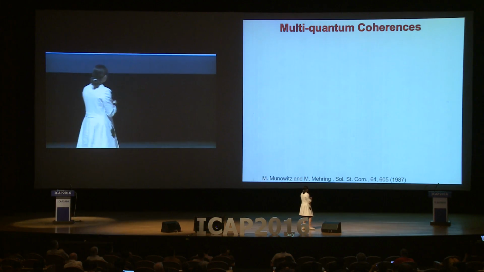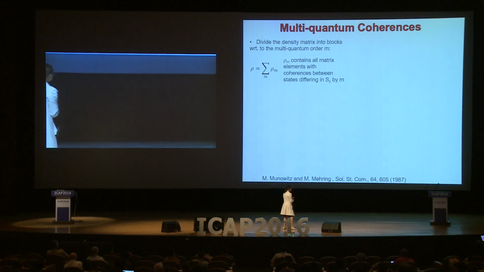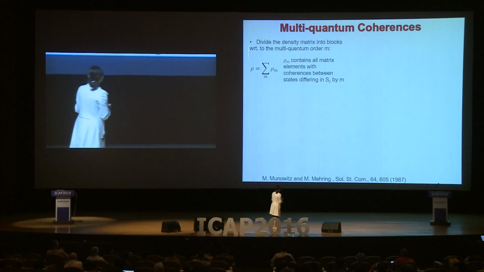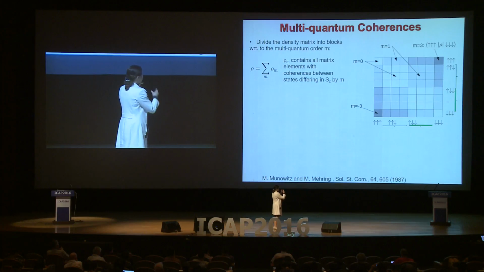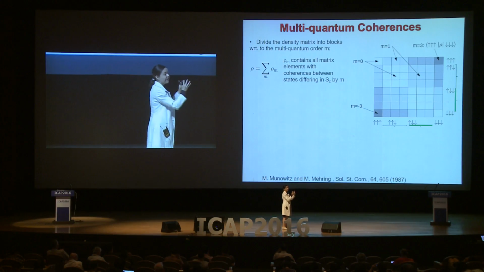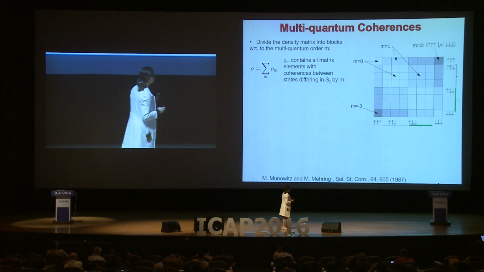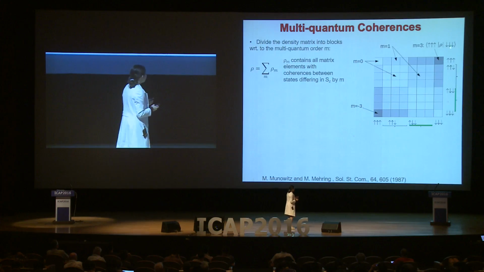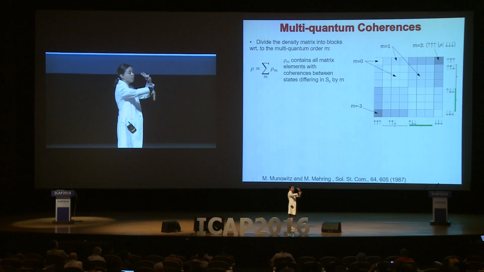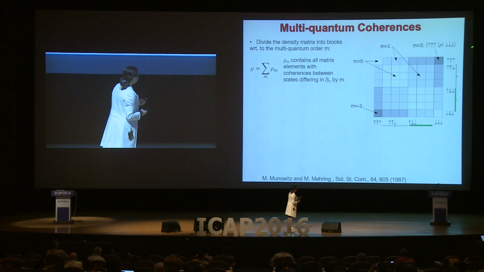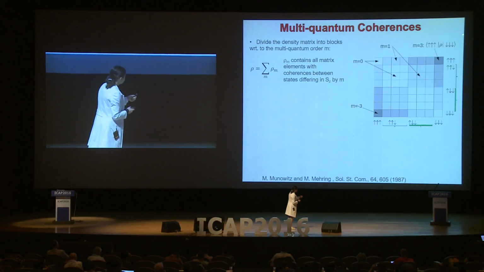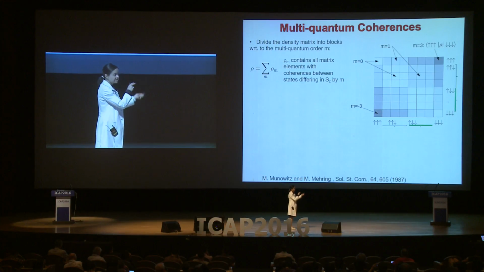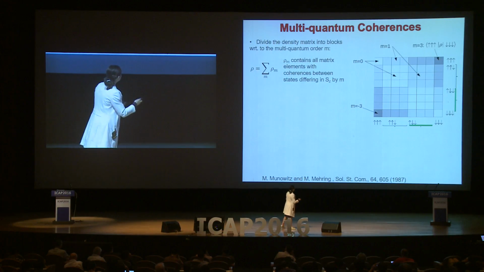A brief explanation that I can provide is the following. The density matrix can be thought of as blocks that have different coherences. For example, this is an example of 3 spins. I can have m equal to 3, the maximum number of flip-flops, the terms that have non-zero elements between all up and all down, and then the terms that have the same spins and flip 1, flip 2, and so forth.